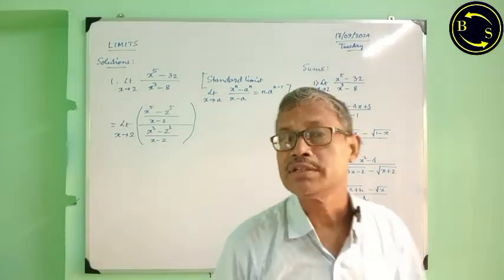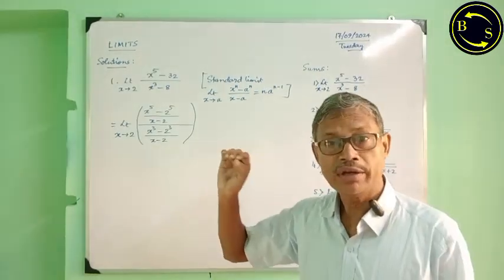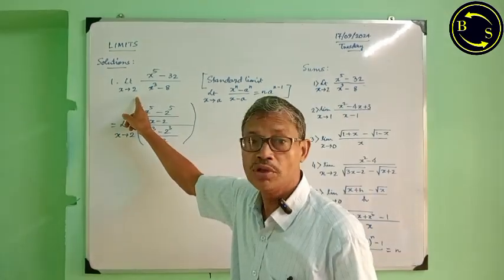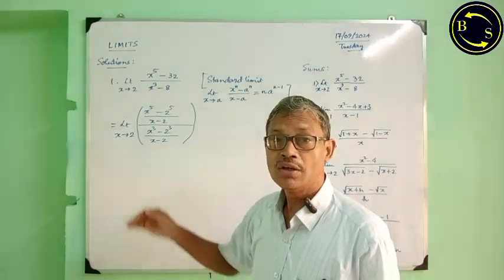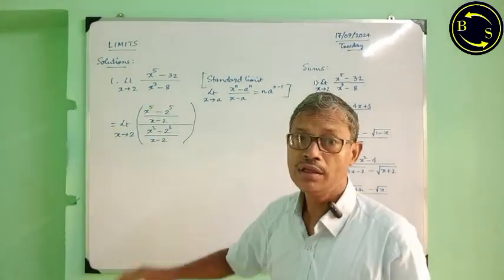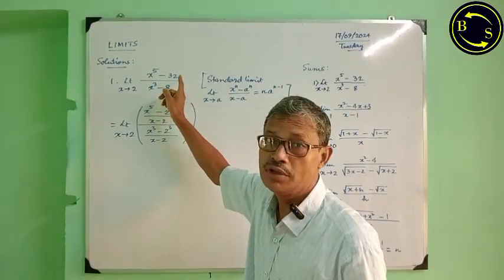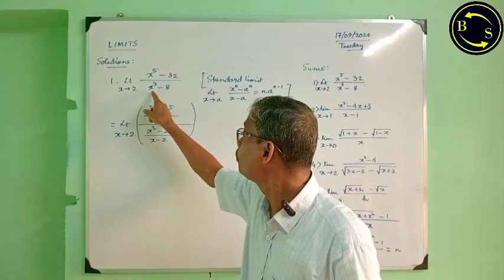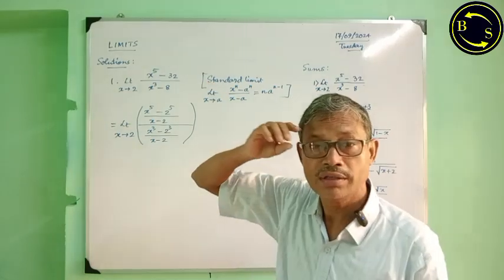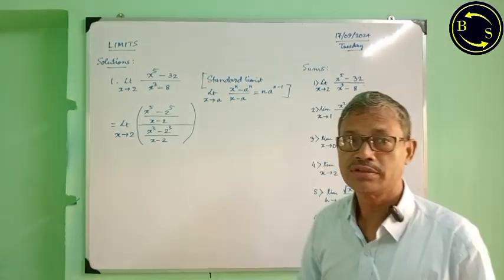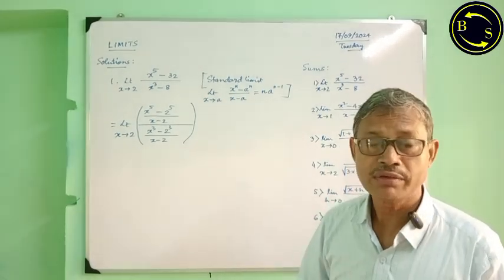At the starting I mentioned that first we put the limiting value of the independent variable. Here x tends to 2, that means 2 is the limiting value for x. We first put that value in the expression and we find this is 2 to the power 5 minus 32, that means 0. 2 cube minus 8 means 0, that means both numerator and denominator vanish if we put x equal to 2. That means we have to think of a different method.